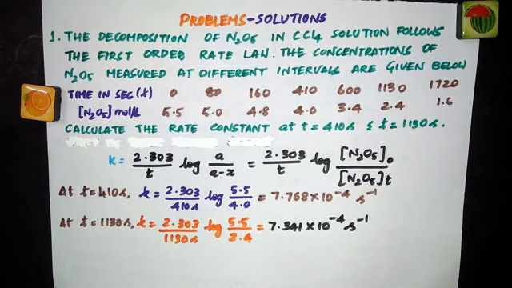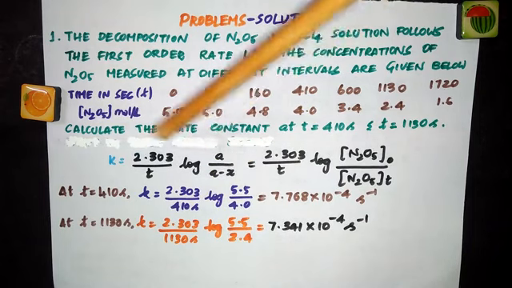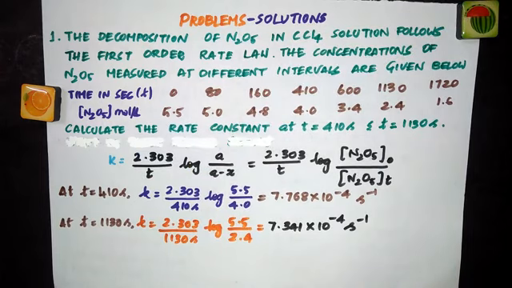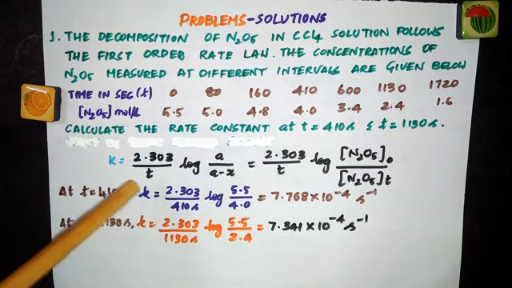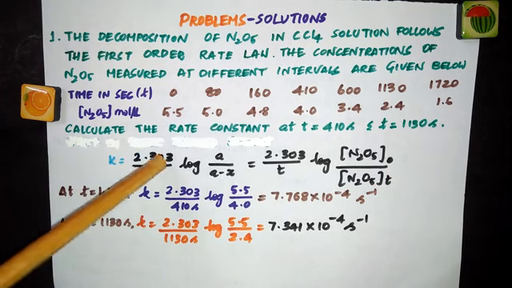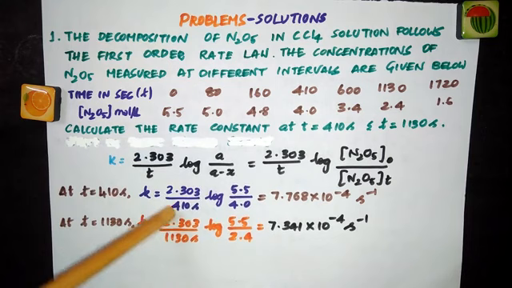What is a minus x? a minus x is the remaining concentration of the reactant. So at time t, what is the amount of N2O5 remaining? So [N2O5]t, that is the concentration of the N2O5 remaining at t seconds. Now at t equal to 410 seconds, K is equal to 2.303 divided by, what is t? You're supposed to put 410 seconds.